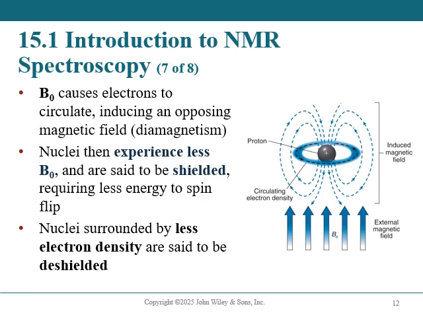So that applied magnetic field causes electrons to circulate, inducing an opposing magnetic field. We call that diamagnetism, which is different from paramagnetism, which is in favor of the magnetic field. Nuclei then experience a smaller applied magnetic field and are said to be shielded, requiring less energy for that spin flip that we just mentioned. Nuclei surrounded by less electron density are said to be de-shielded, so that would be the opposite of what we just said.